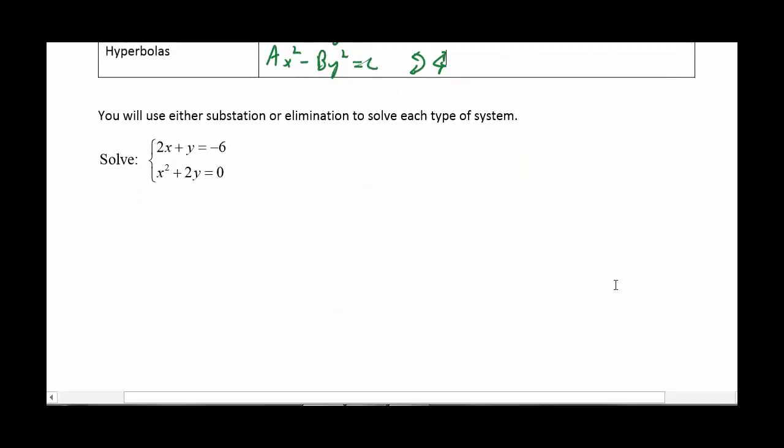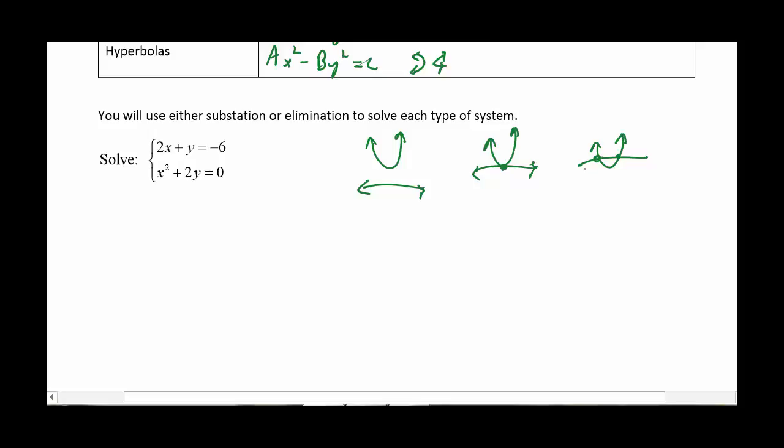Okay, now as far as solving a nonlinear system, one thing I like to do is ask what the possibilities are. So we're looking at a line and a parabola. If you draw a line, you could have a situation where they don't touch at all. You could have one point of intersection, and you could have more than one intersection.